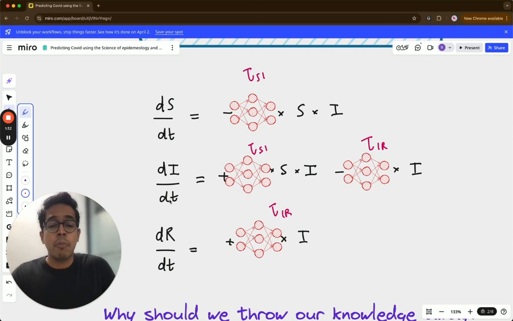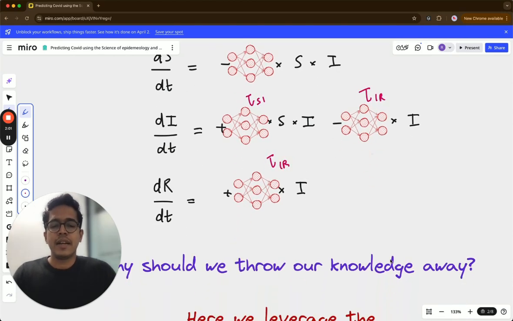So this combination of differential equation plus neural network is called universal differential equations, where it's called universal because you are approximating unknown terms with a universal function approximator. Neural networks are called universal function approximators. And this is neither an ordinary differential equation nor a fully neural network based system. This is ordinary differential equation plus neural network. So that is why it's called universal differential equations.